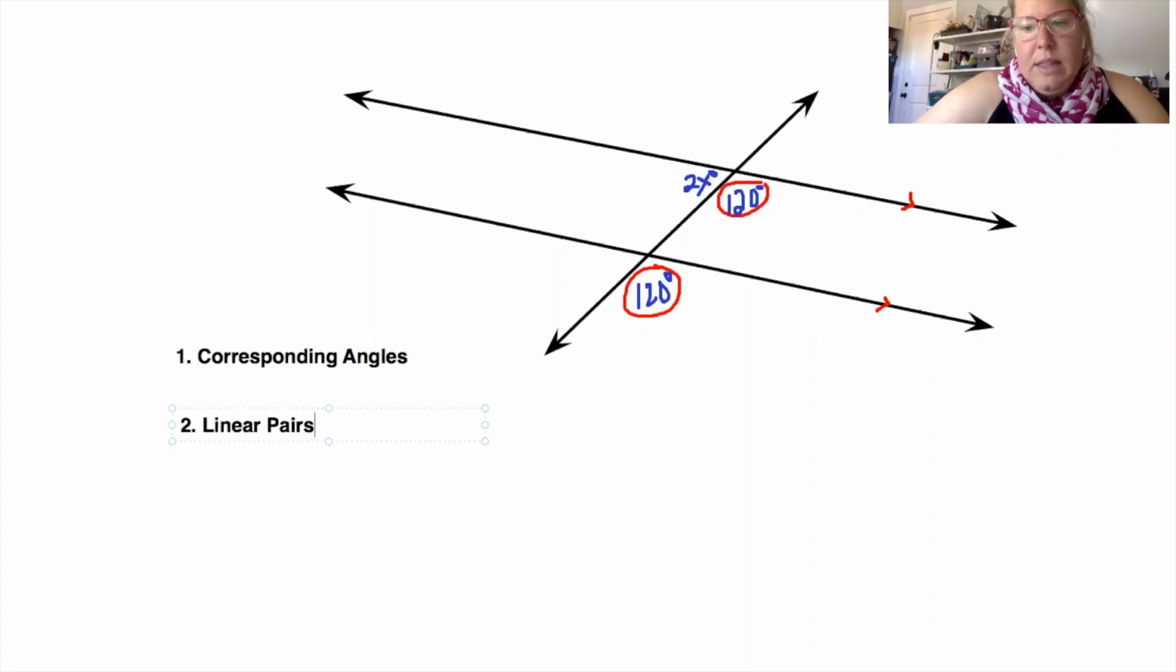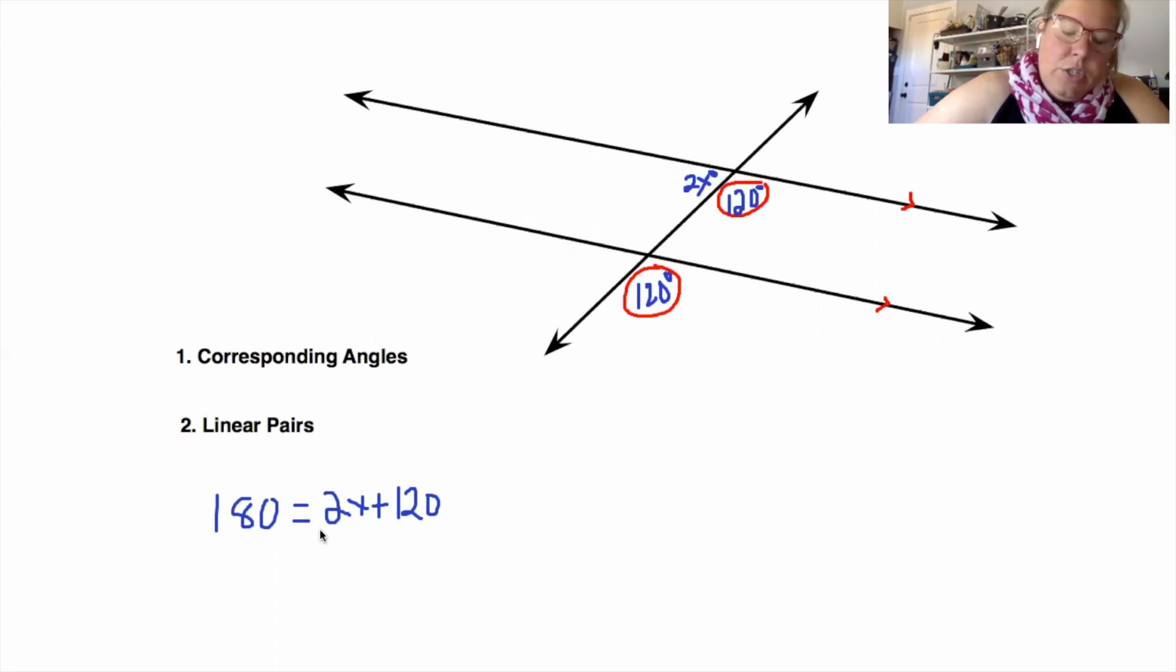Now that we have that there, the second thing I see is linear pairs. Okay, these two angles are on a straight angle. They make up 180 degrees. So we have 180 degrees is equal to 2x plus 120. Solving for x, this is a two-step equation. We have to get rid of this number, okay, so that we can then isolate x further.